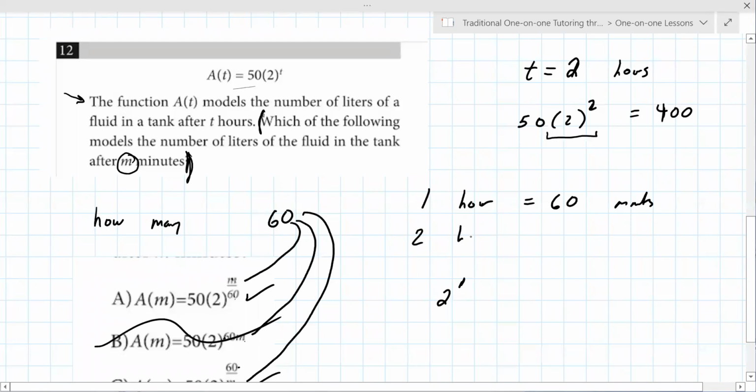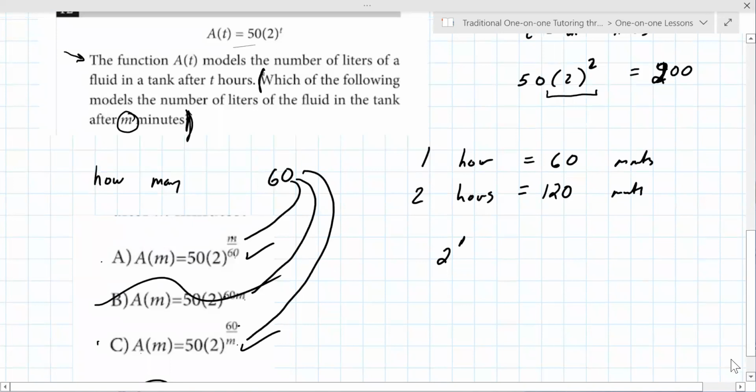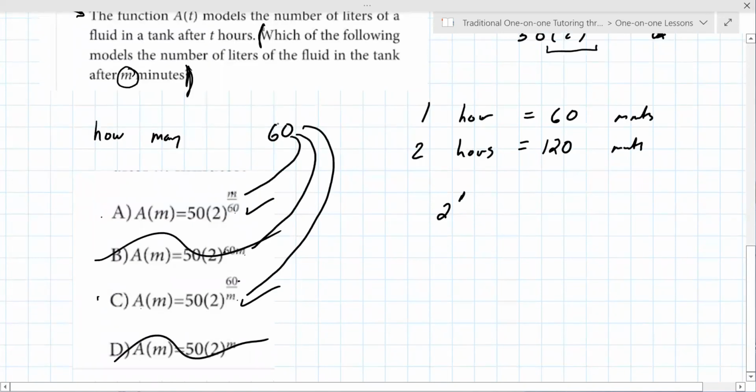No. 2, 50 times 4. I'm sorry, 200. Yes, thank you. 2 hours is how many minutes? That's 120. 120 minutes. So between A and C, when you put 120 in for M, which one gets you to power of 2? A. A.